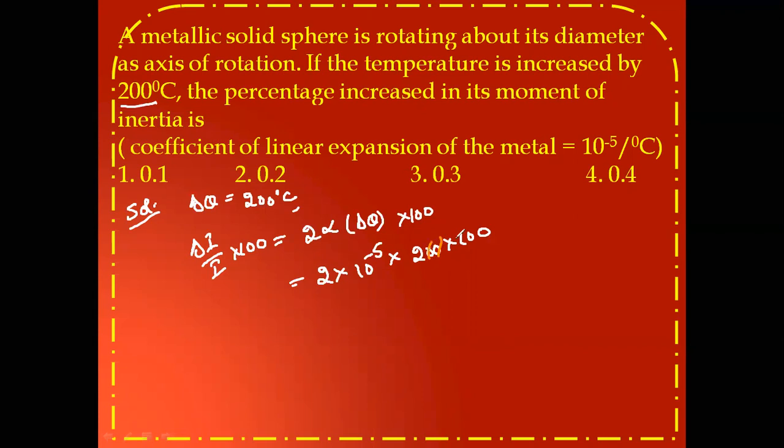So 1, 2, 3, 4. So this will be minus 1. So the answer will be 0.. So the second option will be the answer to this simple question. If you remember the formula, it is simple. If not, you couldn't be able to solve this problem. Okay. Next.